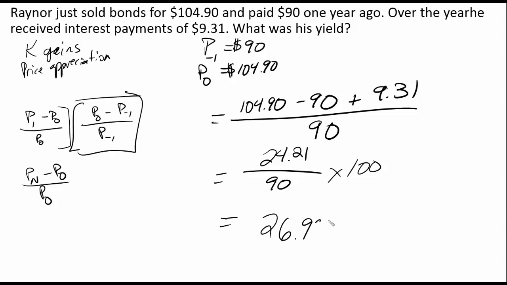which is going to be 26.9%. And that is our actual yield if this was a stock that we actually, or excuse me, a bond that we actually purchased.